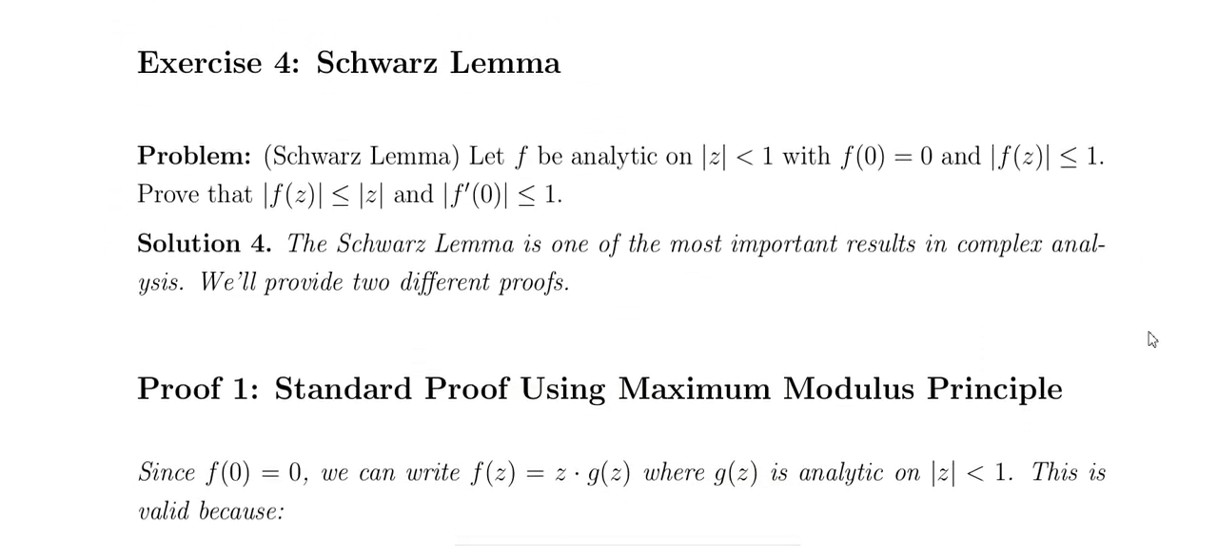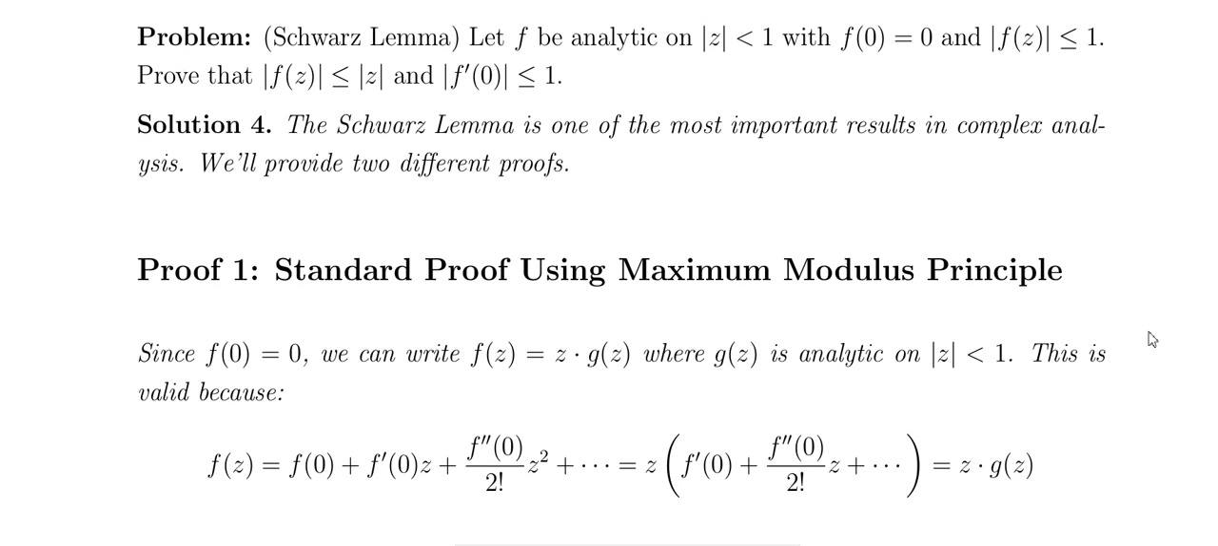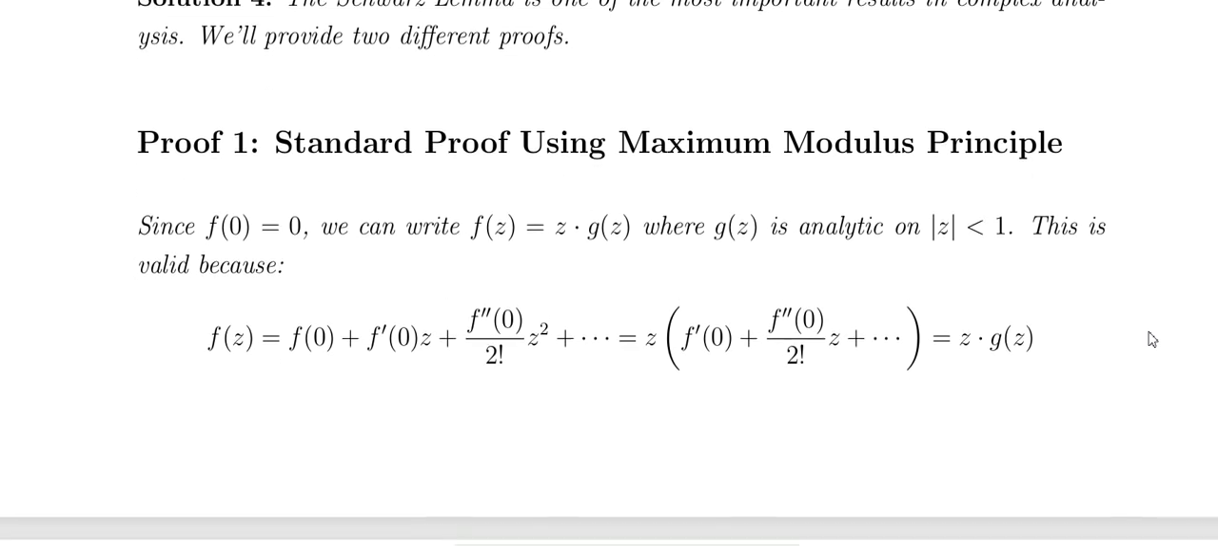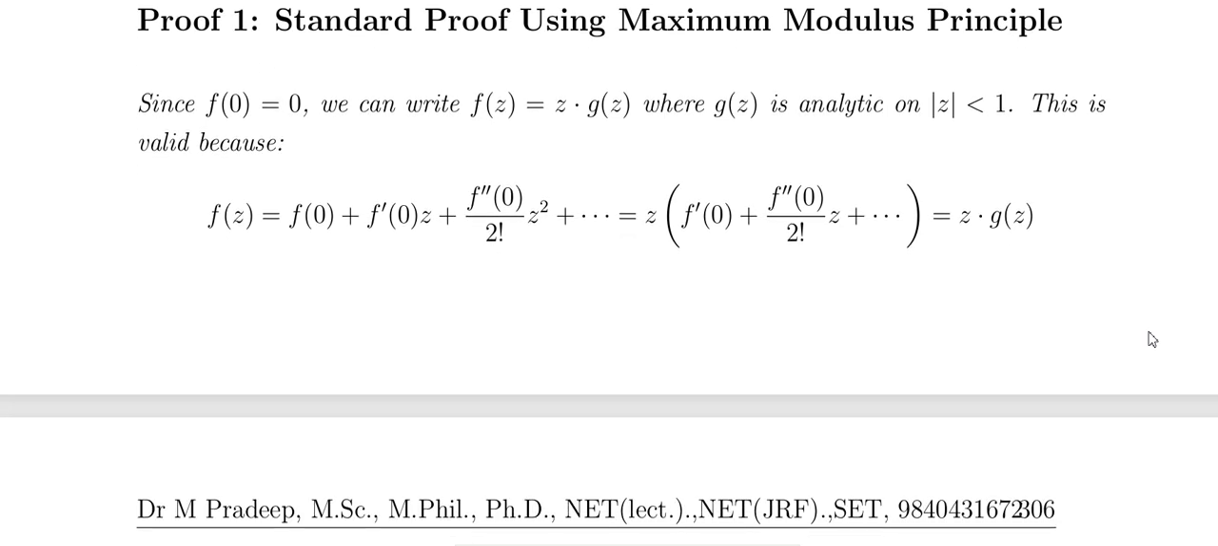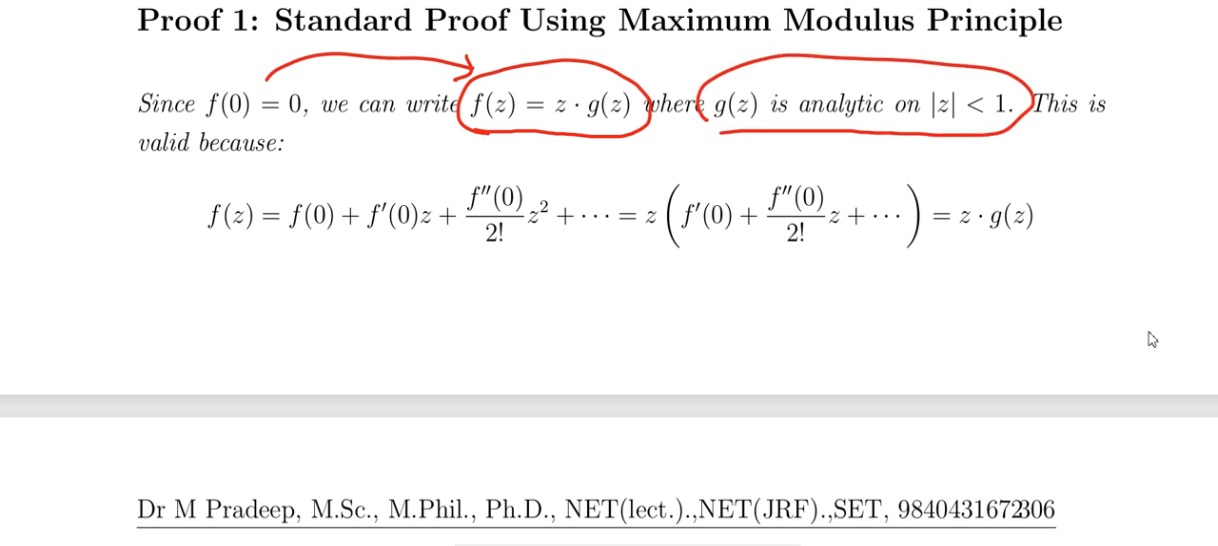The first one: f is analytic on mod z less than 1, f of 0 equal to 0, and mod f of z less than or equal to 1. This uses the maximum modulus principle. Since f of 0 equal to 0, we can write the function f of z equal to z into g of z, where g of z is analytic on mod z less than 1.